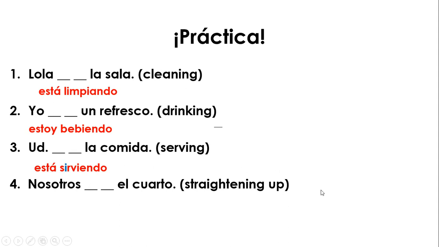The next one, nosotros el cuarto. They're arranging the room, they're straightening it up. So we go with the nosotros form of estar. This verb for straightening up is arreglar. Nice and normal, just take off the AR and add ando. That gets us estamos arreglando.